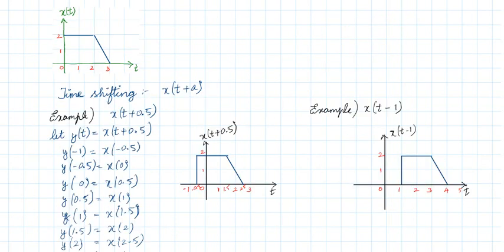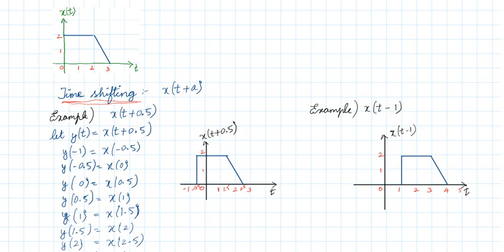Next, we will see something related to time shifting. Generally, I can say x of t plus a. What is the meaning? x of t is given, and I am going to do t plus a. Suppose a is positive, that is t plus 0.5. A can also be negative; another example is t minus 1.